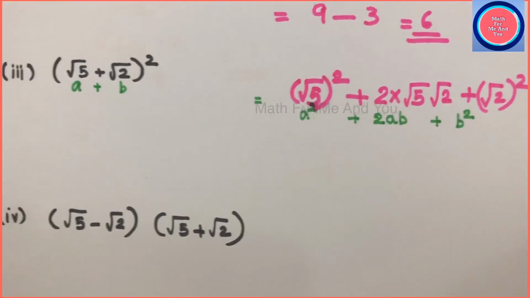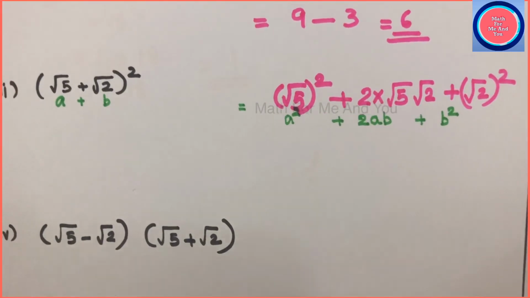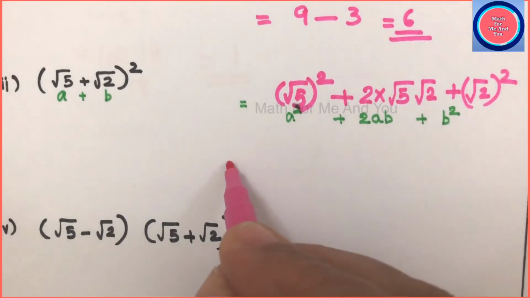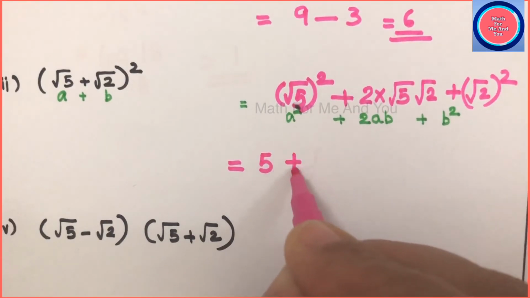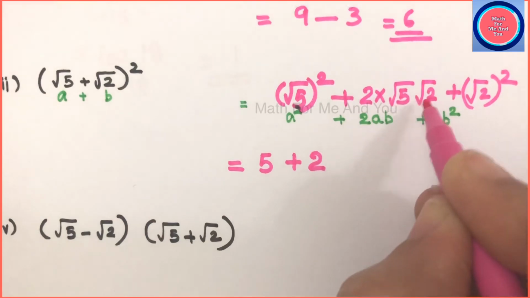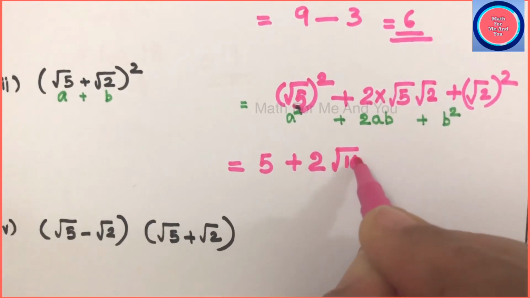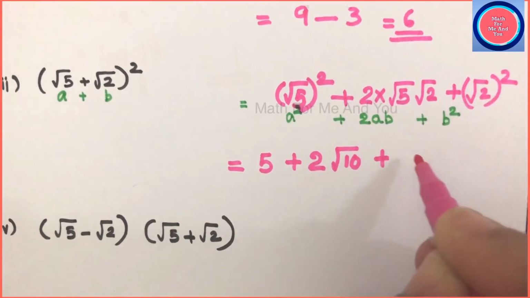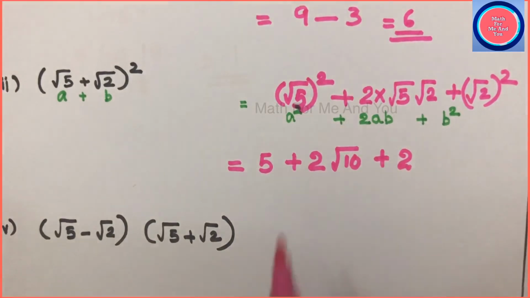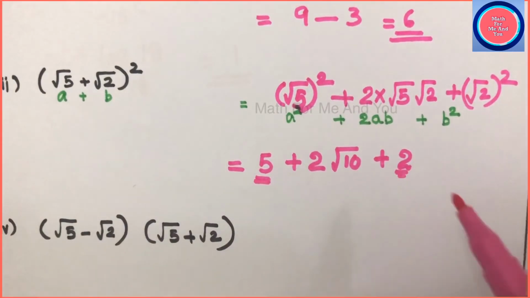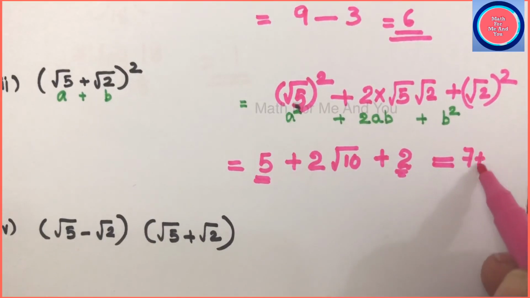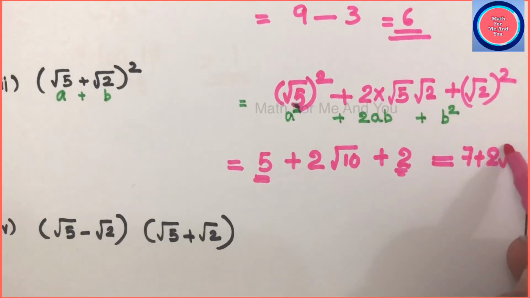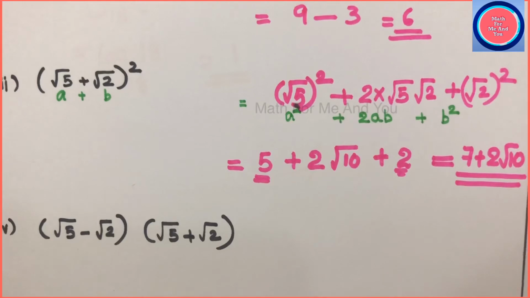We can simplify and write the next step. Root 5 square, what is the answer? Root and square cancel. We get 5, only 5. Plus 2 times root 5 times root 2. We can write under one root: root 10, 5 times 2, 10. Then root 2 square is 2. There are two integers, 5 and 2, so we can write them as 5 plus 2, 7, plus 2 root 10. This is the answer: 7 plus 2 root 10.